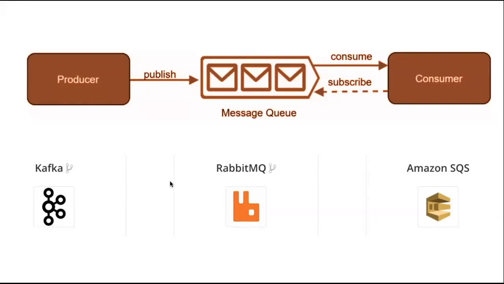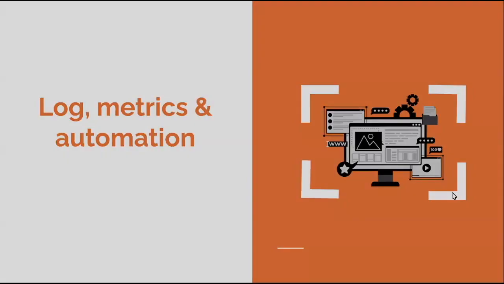In the images below, you can see the most commonly and popularly used message queues. The open source ones are Kafka and RabbitMQ, and then there's a queue by Amazon called SQS, or Simple Queue Service. So yeah, that is pretty much on the message queue part.